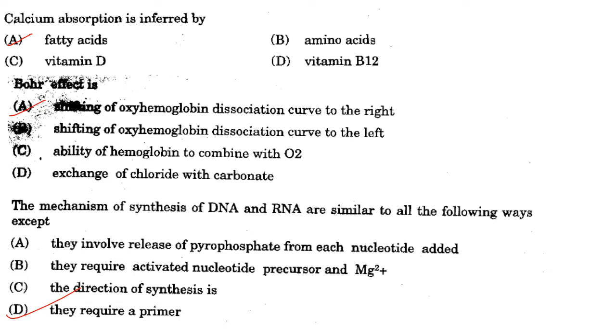The mechanisms of synthesis of DNA and RNA are similar in all the following ways except: they involve release of pyrophosphate from each nucleotide added. That is correct. They require activated nucleotide precursors and Mg2+. Yes. The direction of synthesis is 5' to 3'. They require a primer. Okay, the DNA polymerase requires a primer whereas RNA polymerase doesn't. So answer is option D.